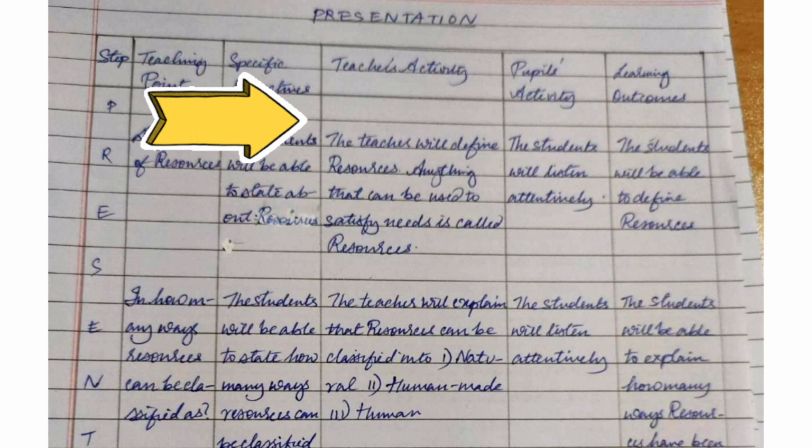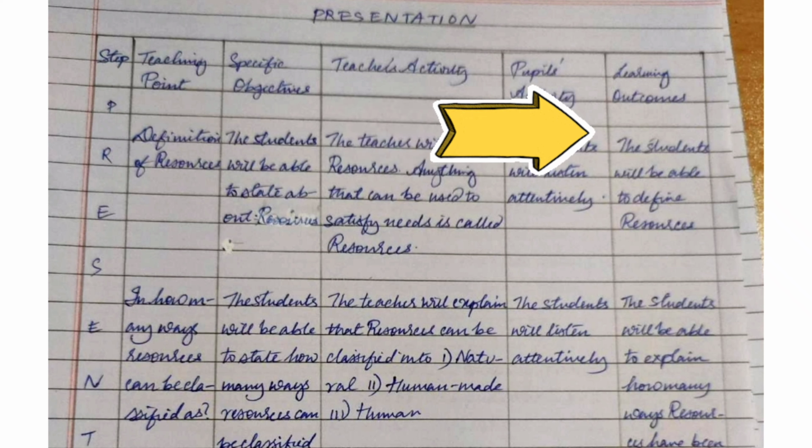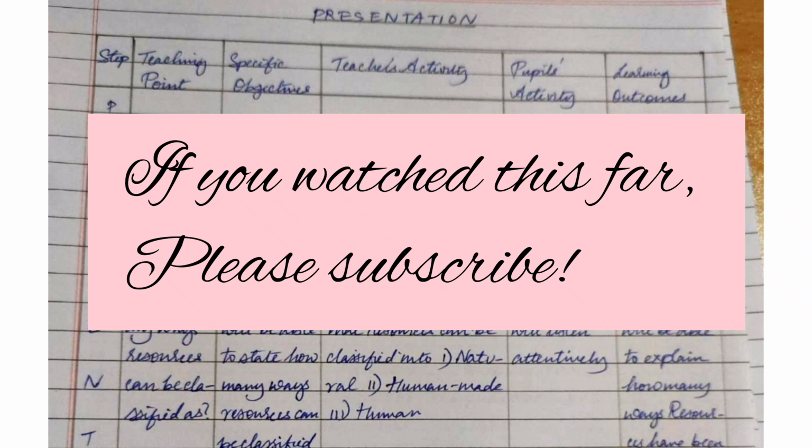Anything that can be used to satisfy needs is called resources. The pupil's activity is that the students will listen attentively. The learning outcome is the students will be able to define resources. So that was it for the first point.